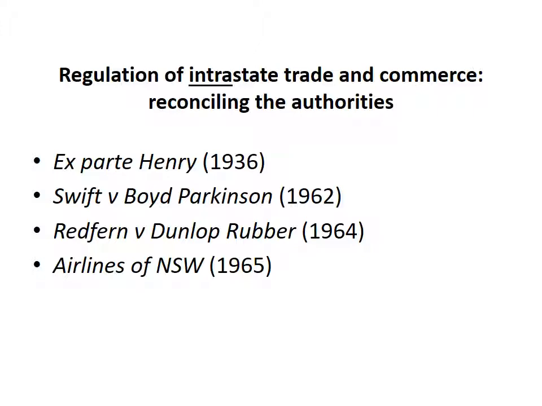Similarly, in Redfern and Dunlop Rubber, the High Court treated the agreement between the tyre manufacturers as within the reach of the law enacted pursuant to the Trade and Commerce Power because the agreement itself conflated interstate and intrastate trade. It was not possible for the law to distinguish between them because the agreement itself had conflated them. The only alternative would have been to hold that any agreement with an intrastate component was beyond the reach of the Australian Industries Preservation Act, which would have allowed national cartels like the tyre manufacturers to evade liability.